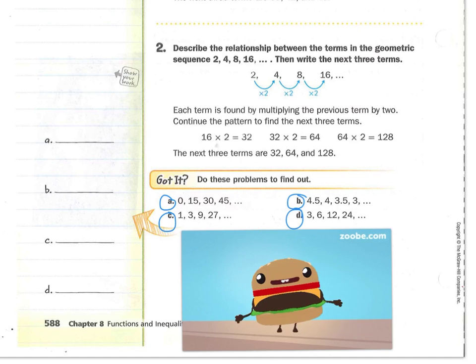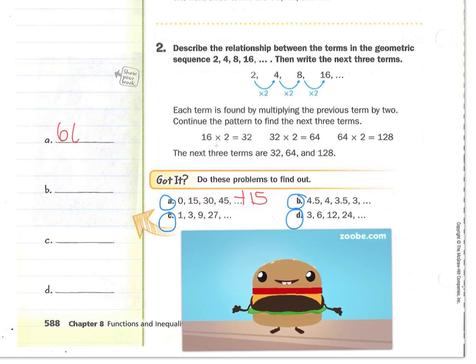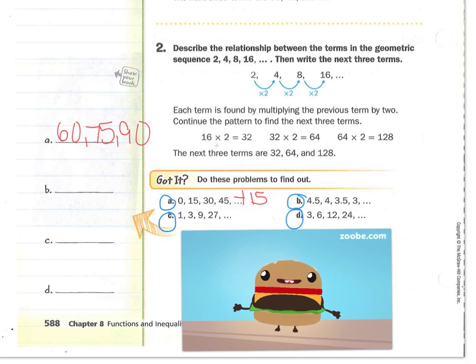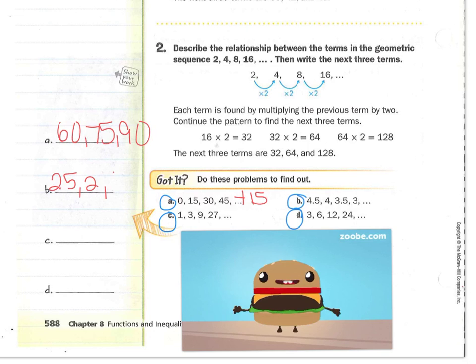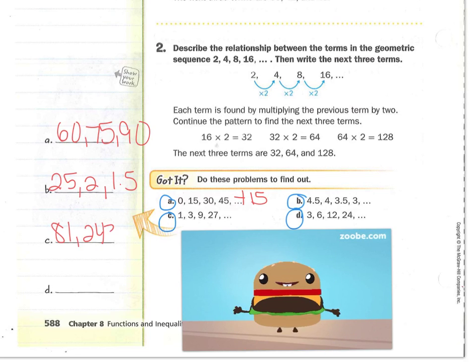For problem A, you should have added 15 to the previous terms and gotten 60, 75, and 90. For B, each term is found by subtracting 0.5 from the previous terms, so 2.5, 2, and 1.5. For C, each term is found by multiplying by 3, so 81, 243, and 709. For D, you multiply by 2, so 48, 96, and 192.